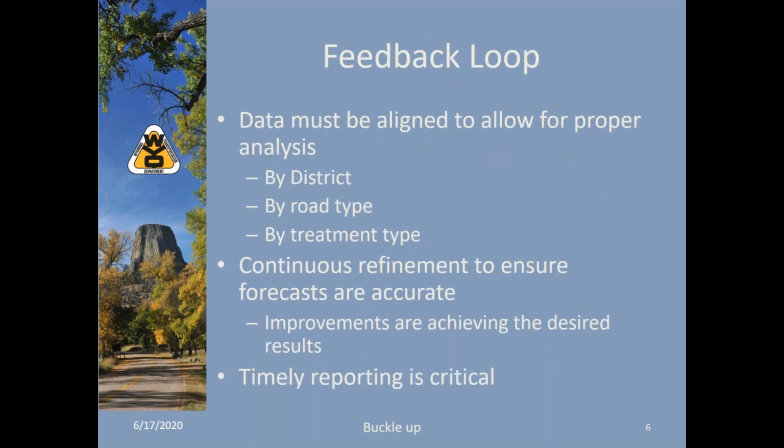The other thing is you've got to set up a feedback loop in your process. We learned this from a lot of other states, including Colorado. The data must be aligned to allow for proper analysis, either by your district, by your road type, interstate, non-interstate, NHS, non-NHS, etc., by your treatment type. Somewhere in your databases, you've got to have that so you can check your performance.